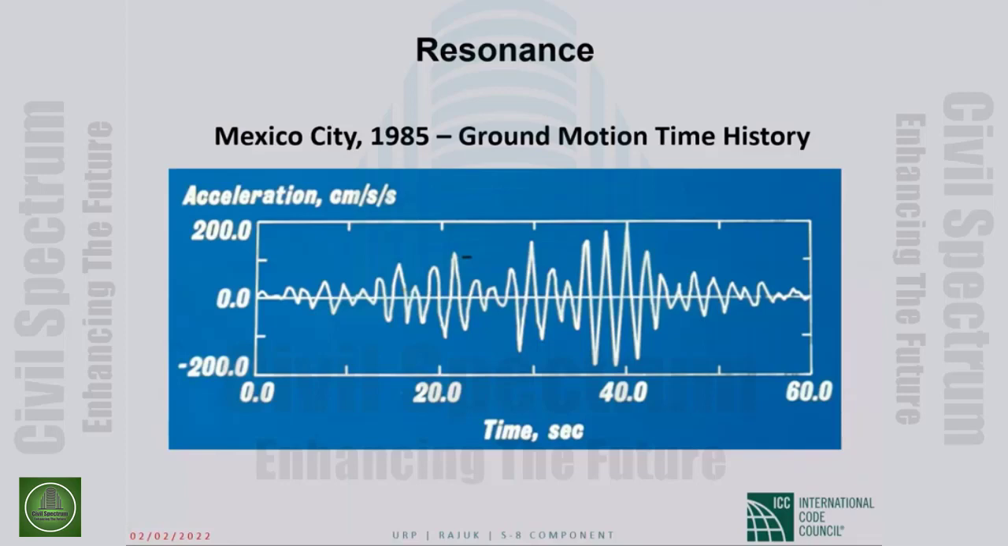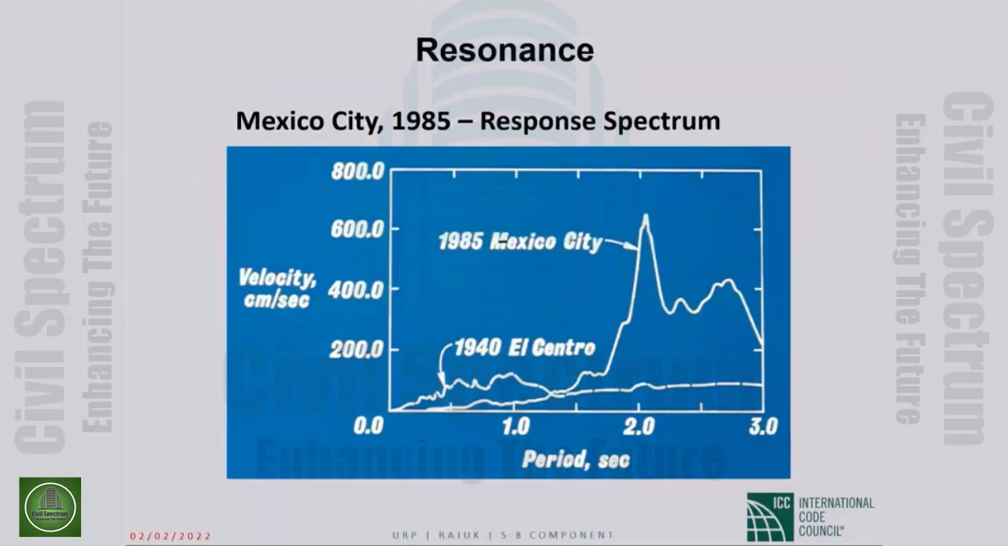So this was the ground motion that the structures experienced. This is a velocity response spectrum, not acceleration, from that ground motion that shows you a distinct peak at 2.0 seconds. That means the predominant period of that ground motion is 2 seconds. This is to be compared with the velocity response spectrum of the 1940 El Centro earthquake. It doesn't have a distinct peak like this. If there is a peak, it is here at a period of 1 second, for comparison.